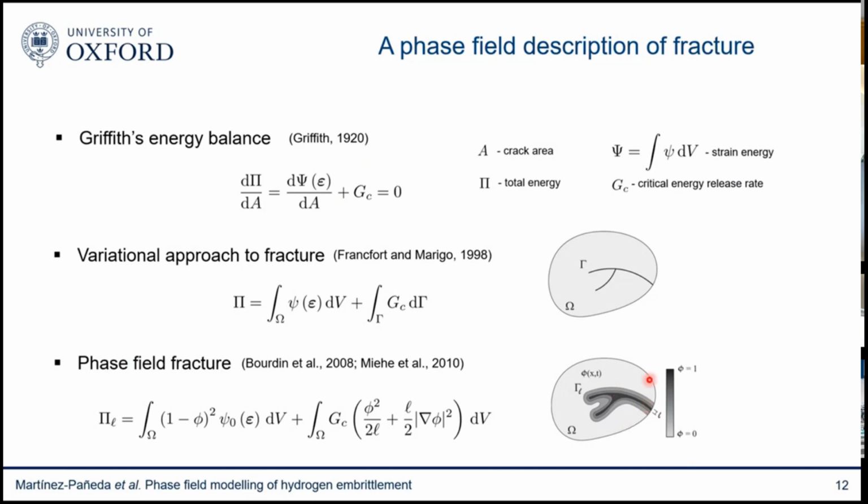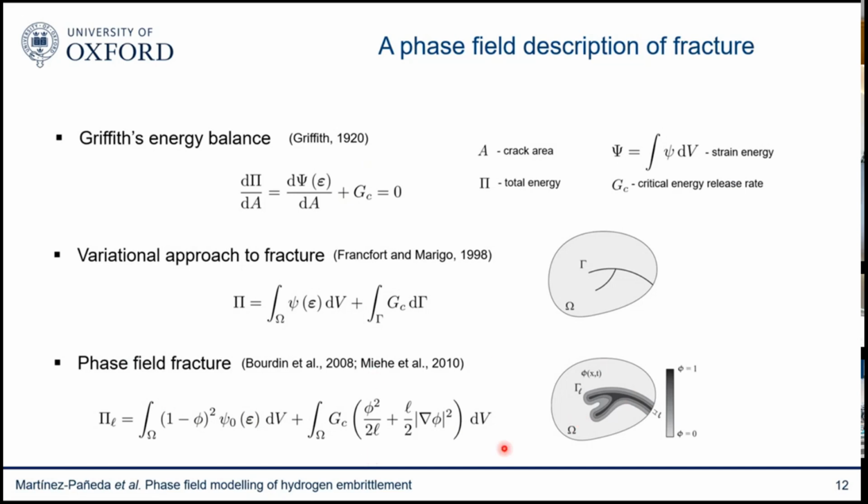You can see here, it's a variable that takes, similar to a damage variable, right? It takes a value of 0 in intact material points. It takes a value of 1 in fully cracked material points, and it's interpolated in between. And similar to a damage variable, of course, it will degrade the load carrying capacity of the solid. So if your phase field is equal to 1 in fully cracked material points, you have no load bearing capacity.